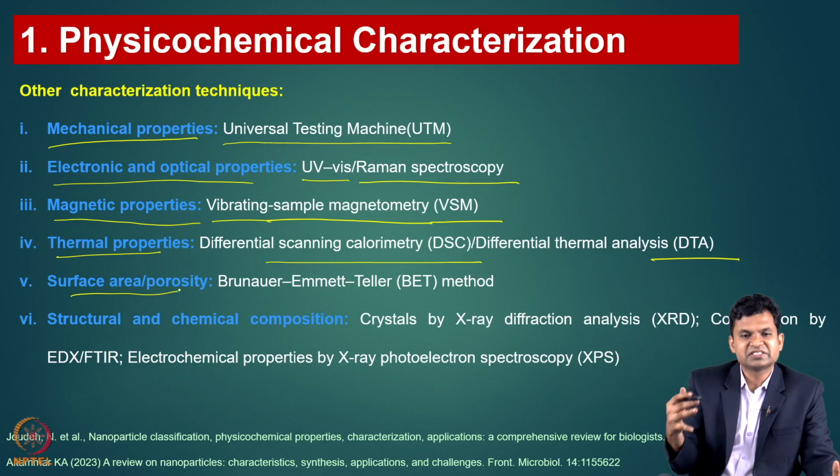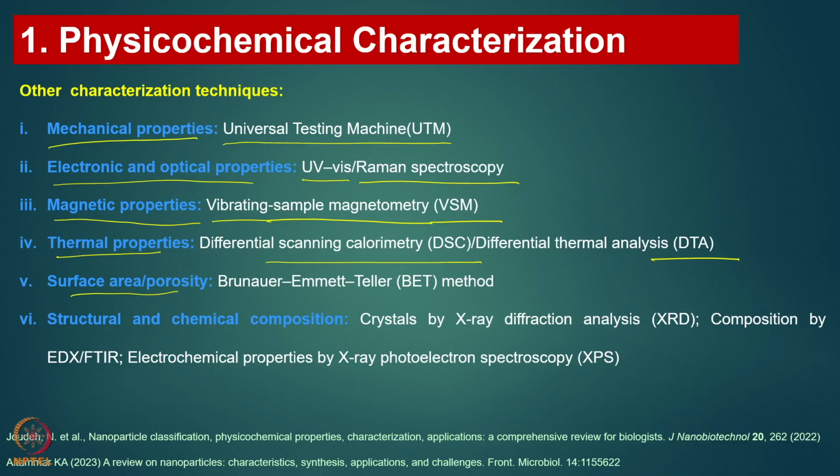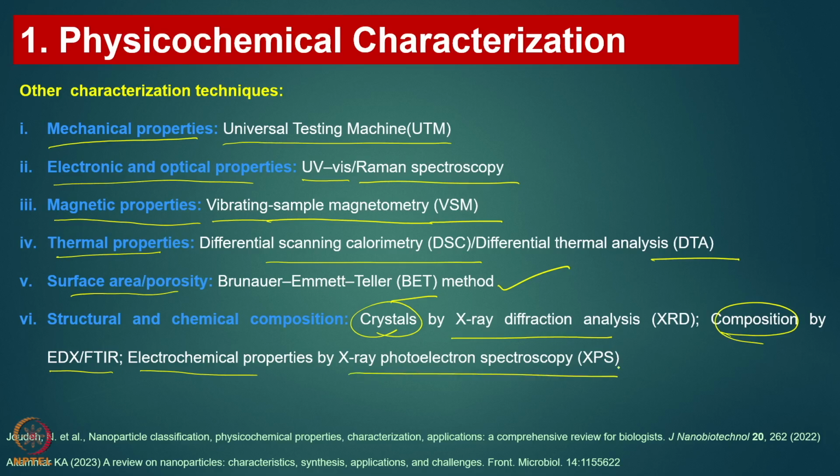And if you want to know the surface area and porosity, for example, if you have prepared a mesoporous silica, the BET method is a mostly used technique. For structural and chemical composition: if you want to know the crystal structure, go with XRD, and if you want to know the composition of your material, you can use EDX and FTIR, which will give the chemical composition. If you are interested in the electrochemical properties, you can use XPS, that is X-ray photoelectron spectroscopy. With this, you can also measure other physicochemical characterization techniques.